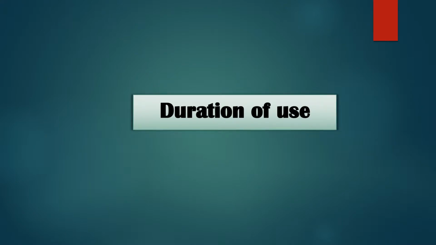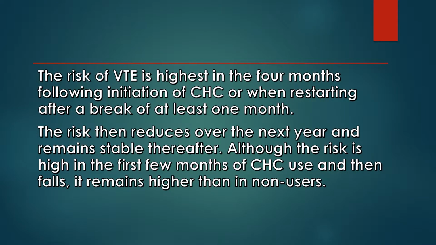Duration of use. The risk of venous thromboembolism is highest in the 4 months following initiation of combined hormonal contraceptives or when restarting after a break of at least 1 month. The risk then reduces over the next year and remains stable thereafter. Although the risk is high in the first few months of CHC use and then falls, it remains higher than in non-users.